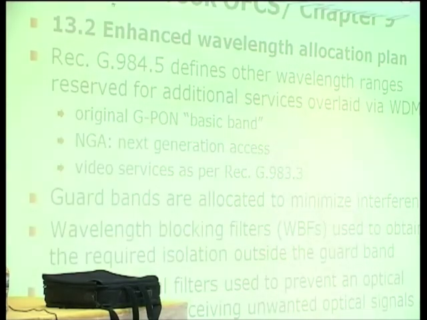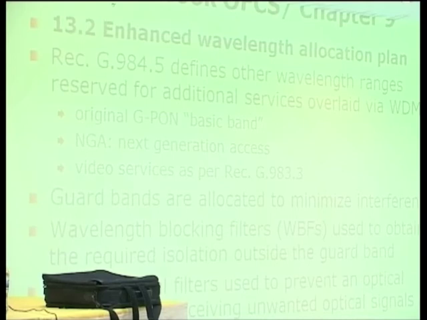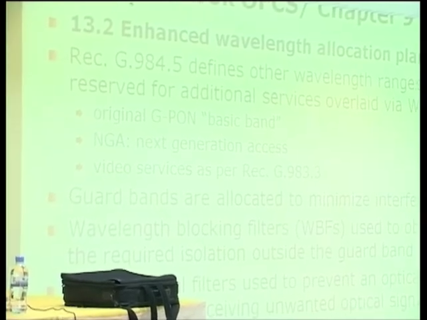So, now we have three different sets of bandwidth. The bandwidth which is reserved for classical gigabit passive optical network, the bandwidth that will be used, or in some countries is used, for next generation access, and the bandwidth that we have already introduced before for video services. The various bandwidths have some band intervals which are needed to minimize interference. Moreover, some wavelength blocking filters are used to block the interference from other bandwidth. These are words, but in a short while we will see the picture.